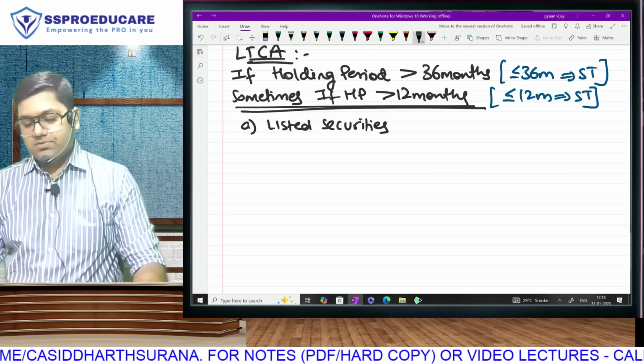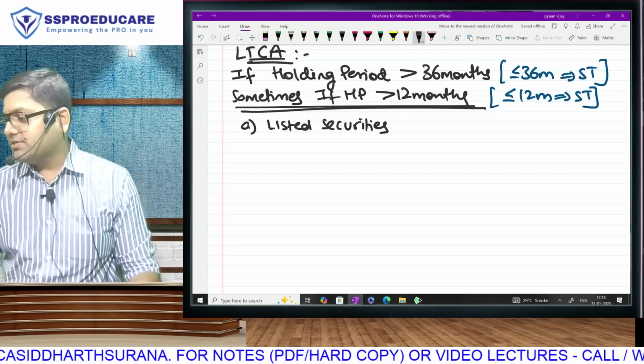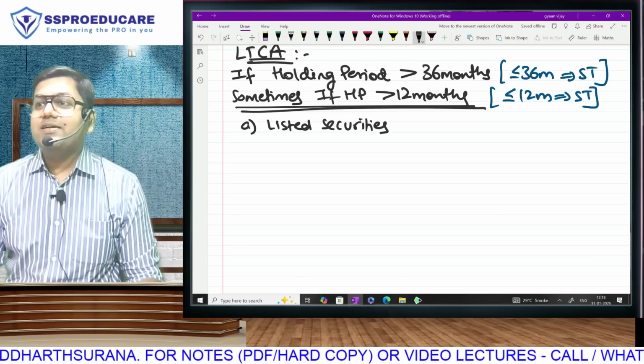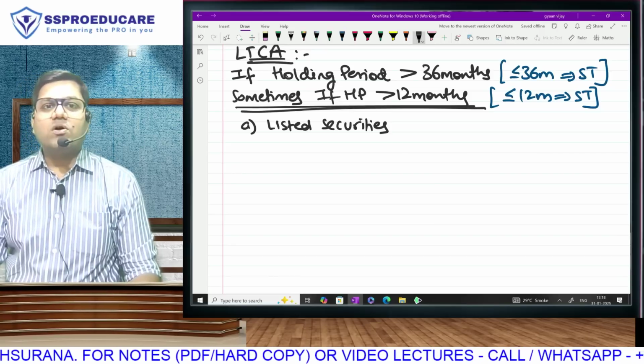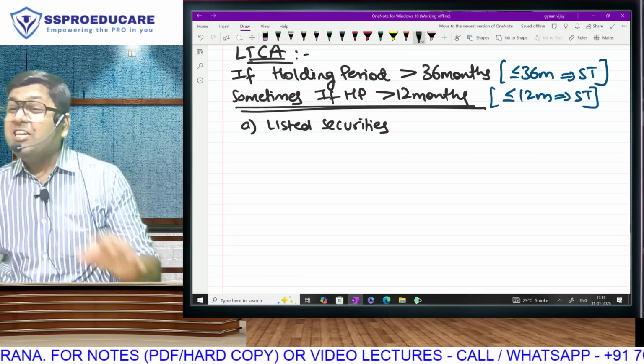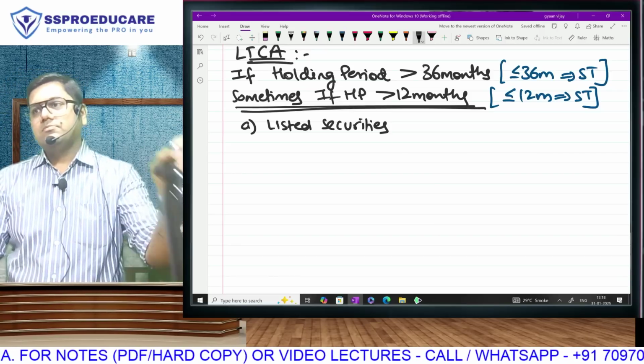Basics have to be good. So, listed securities: securities that are listed and traded on a stock exchange. You understand, trading on the stock exchange is basically risky. Why?